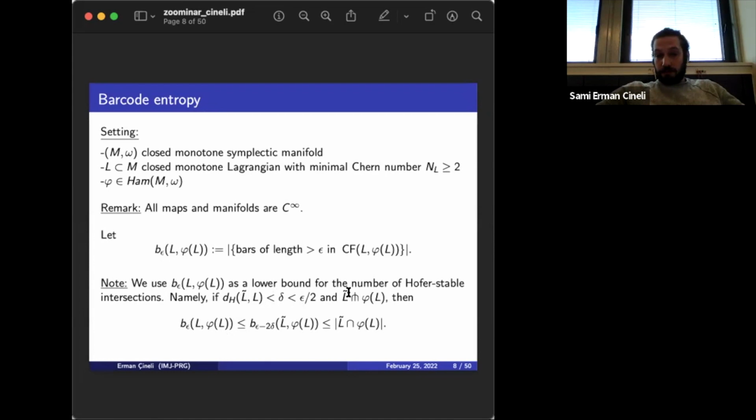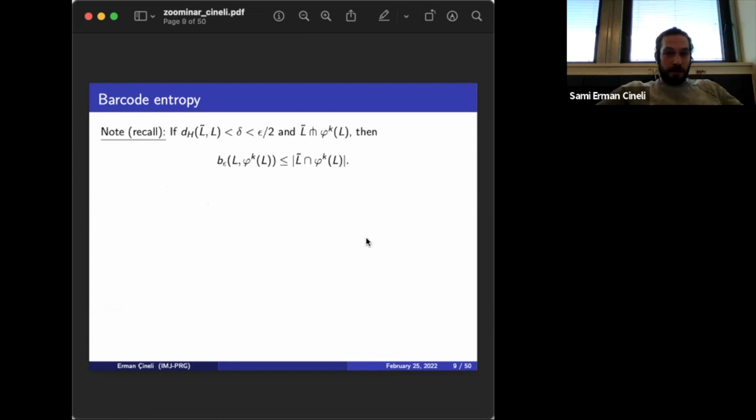In addition, if L tilde is transverse to phi of L, then the number of bars is bounded from above by the number of intersections, the number of generators of the complex. So on the left-hand side, b_epsilon is a lower bound for the Hofer-stable intersections. I write the same thing here: b_epsilon is a lower bound for the Hofer-stable intersections.